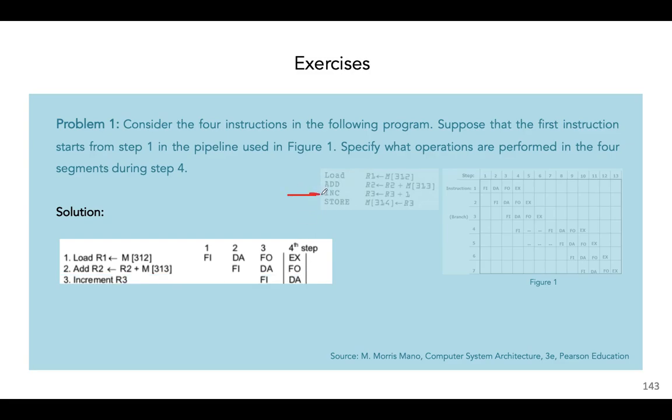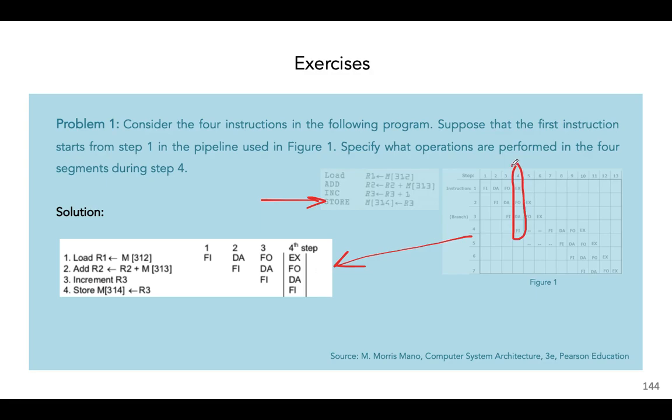Then the next instruction starts executing, right? So in the third step, it will be fetched. In the fourth step, it's still in the decoding phase. And again, no need to write what happens after this. Finally, this instruction is encountered. And in the fourth step, it will still be fetched. You can see this directly from here, right? This is step 4. This is what we are concerned with.